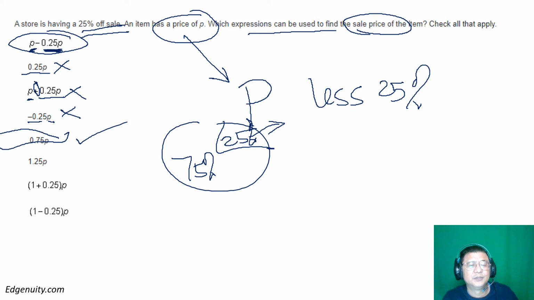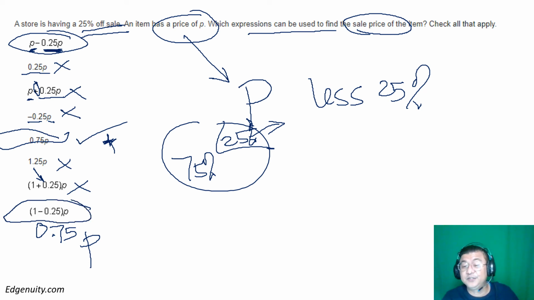That works. 1.25 will make the price higher. All right, so not you. Okay, 1 plus 0.25 is 1.25. That's the same thing, not you. If I subtract 1 minus 0.25, I get 0.75. Multiply it by P. I think we did that a while ago. That's the same as this one. The same as this one. Therefore, this is correct. See? Different expressions, but these three, only these three, are equal to each other.